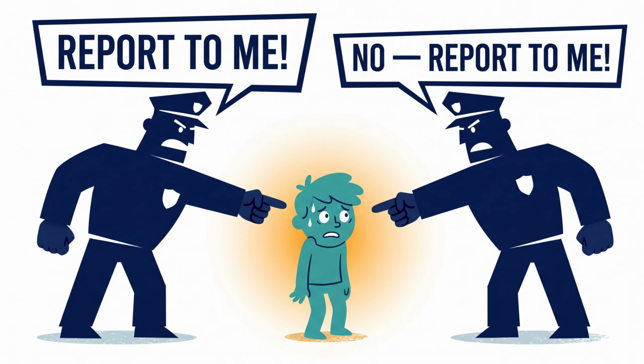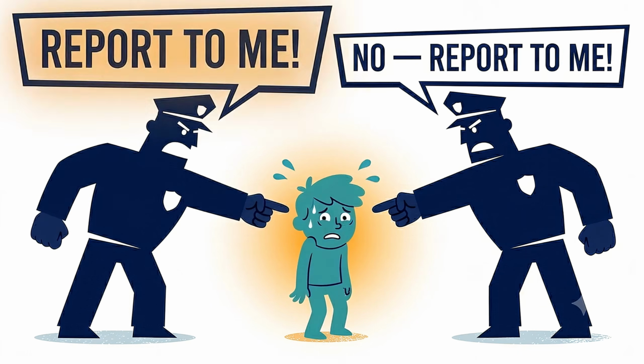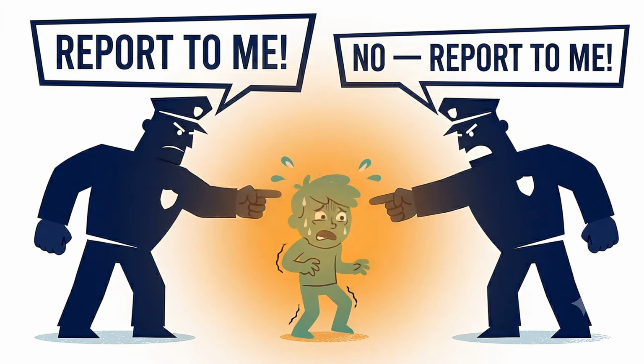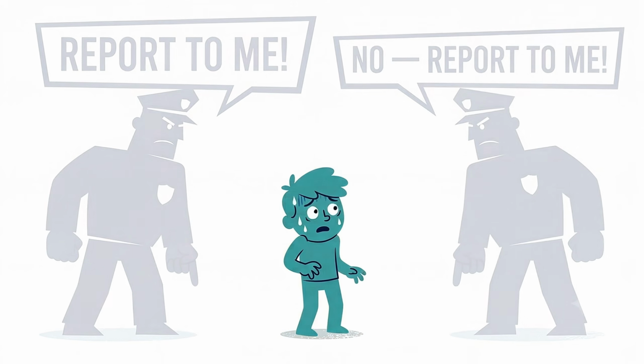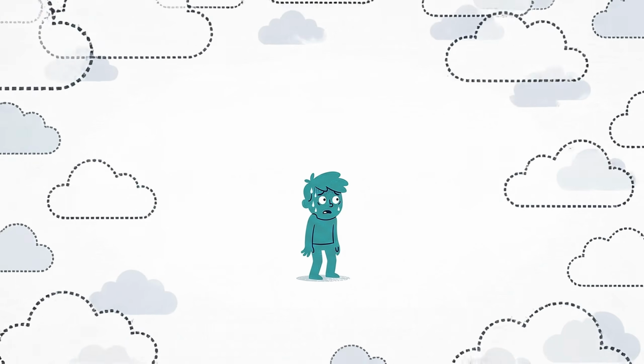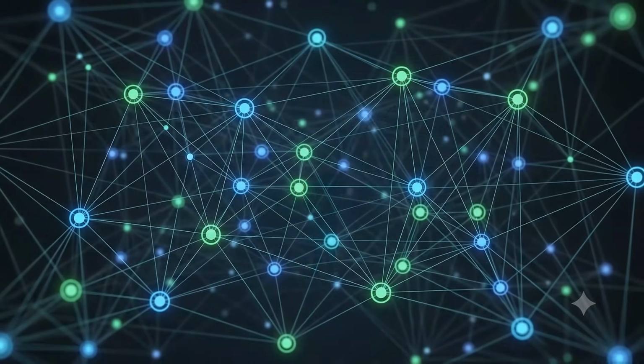Sounds great, but in practice it can get messy. Employees end up with 2 bosses, priorities clash, accountability gets blurry. Matrix structures require very strong communication to work well.